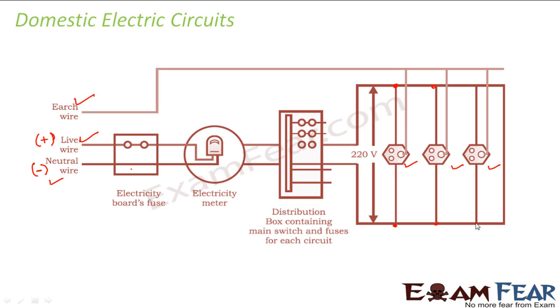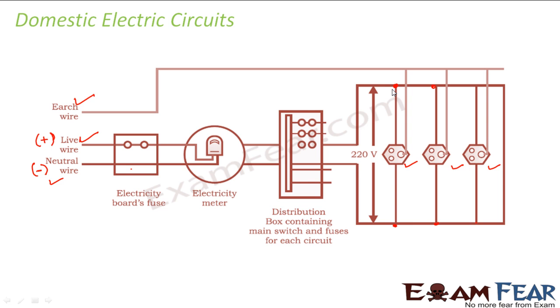Now what is the purpose of the earth wire then? The earth wire is actually a safety measure. It provides a low resistance conducting path to current. For example, if you are using your iron to press your clothes, sometimes there may be some leakage of current from the metallic body of the iron. In that case, what will happen? You might get a severe electric shock.